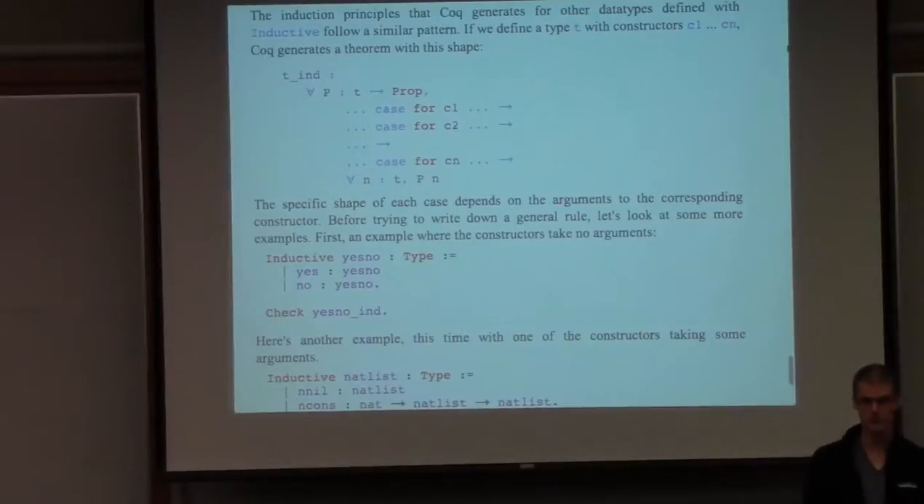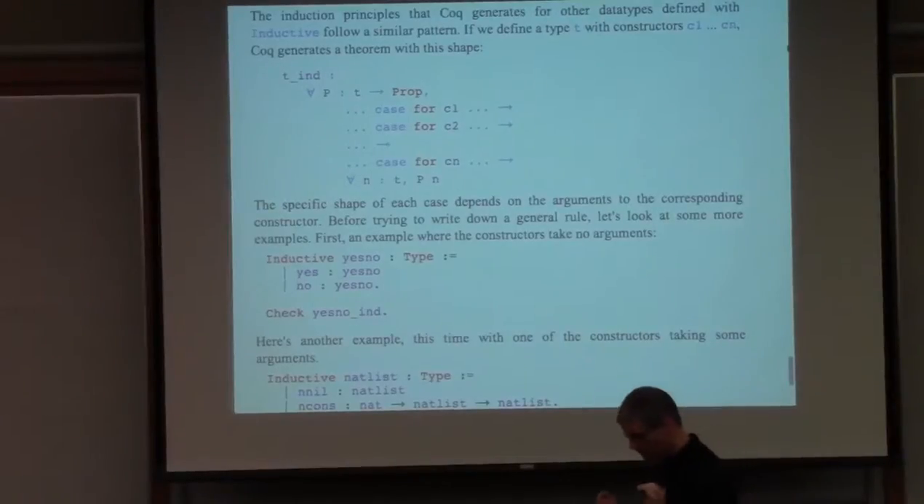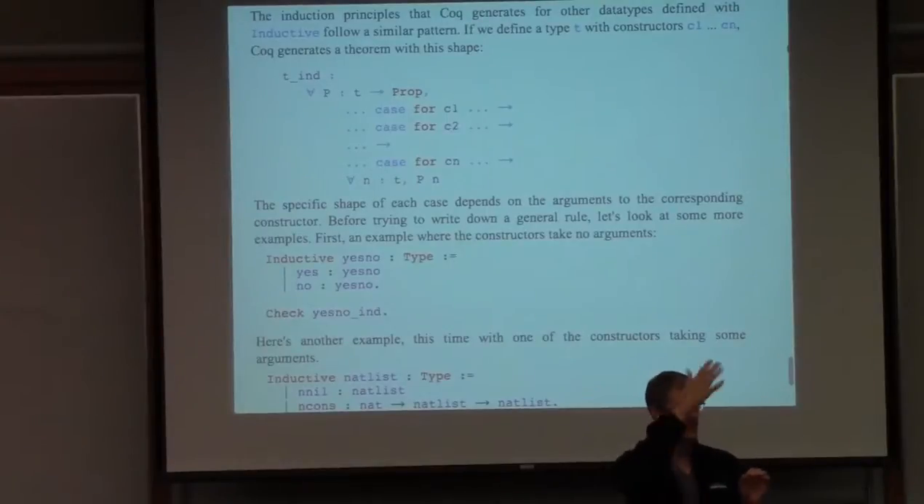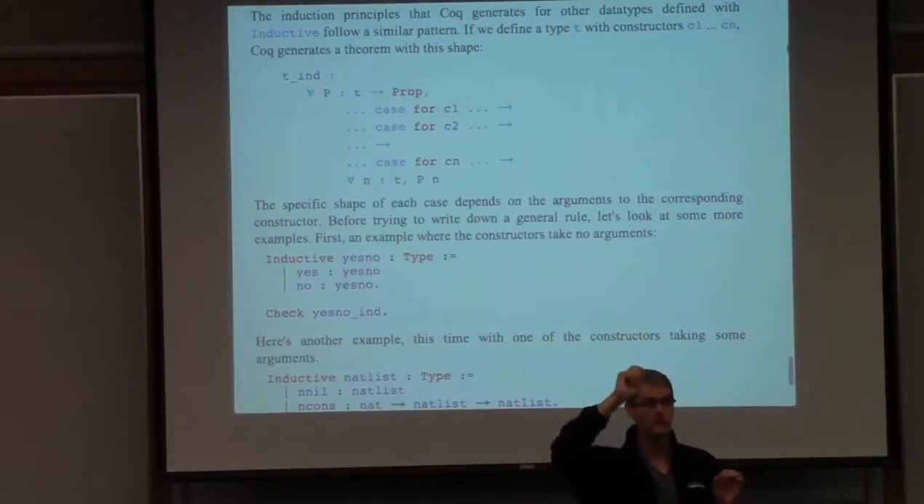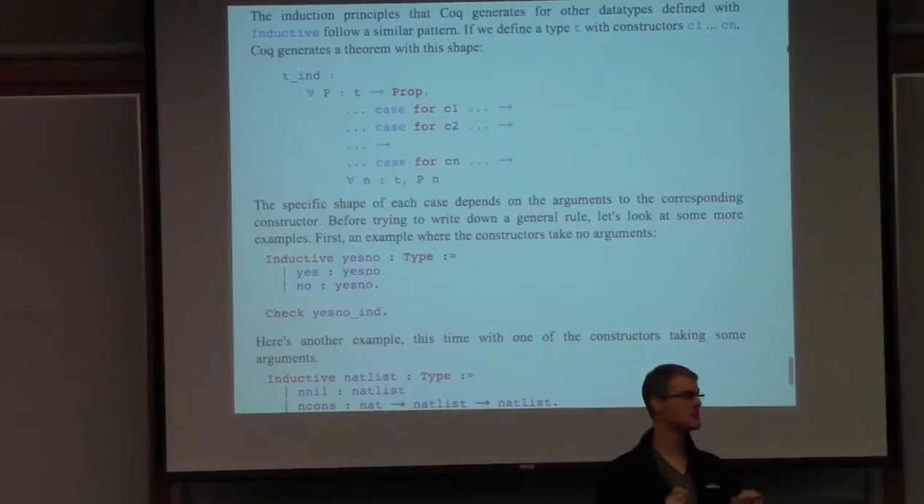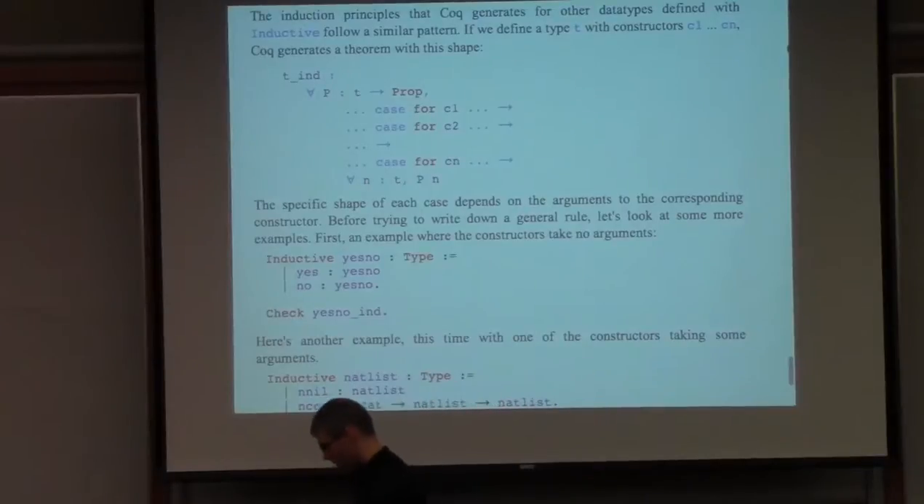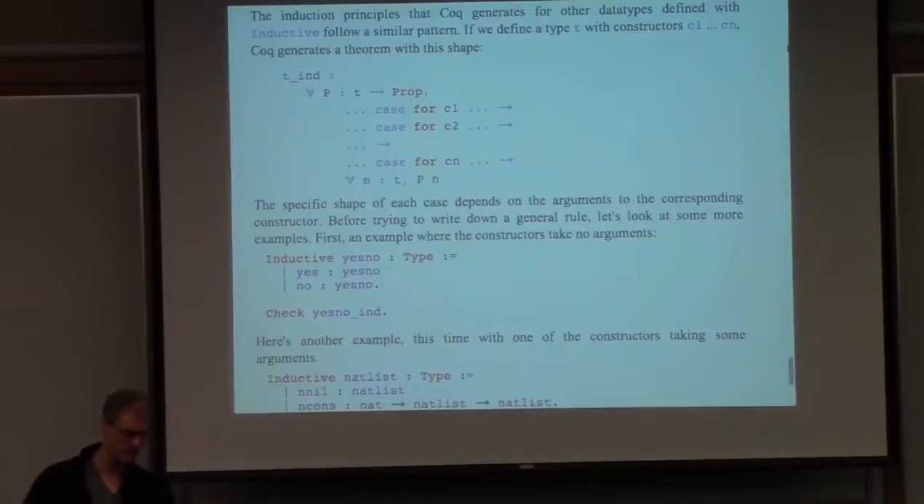Okay, so we have a bunch of constructors for each one. So for a given constructor C, it takes some arguments. Some of those arguments will be instances of the same inductive type. Right? So for example, with the list inductively defined type, the cons constructor takes two arguments. One is a number, the other is a list.